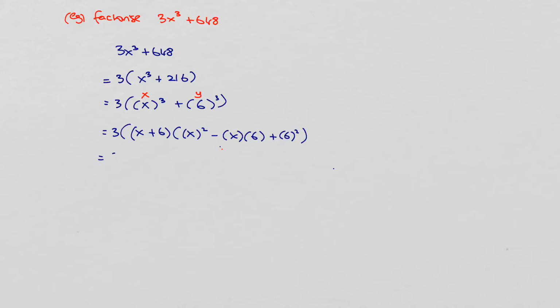So again, if we tidy that up, that's 3 times x plus 6 times x squared minus 6x plus 36. And we're asked to factorise, so we keep out the 3. We don't multiply it back out again, okay? Because otherwise you're not fully factorised.